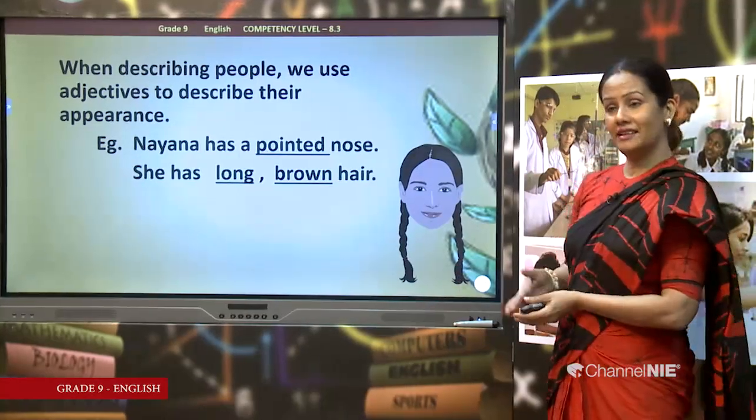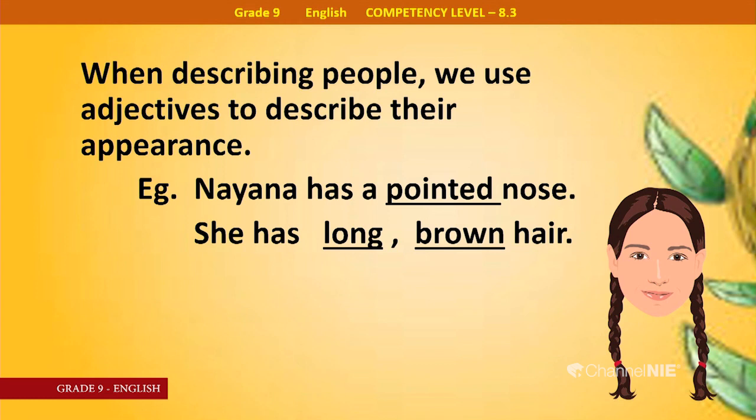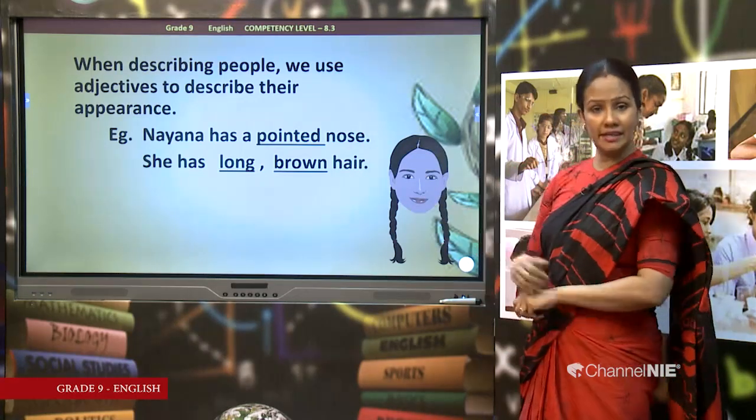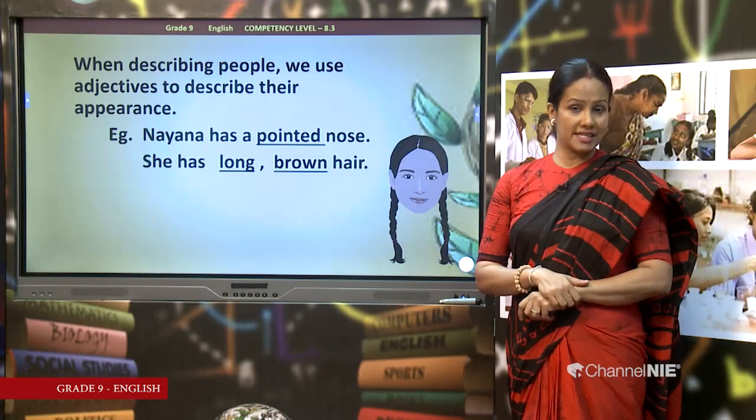Can you see there is a girl in this picture? What can you say about this girl? Actually, this is Nayana. I have written 2 sentences about Nayana. Remember children, when we are describing people, we use adjectives to describe their appearance. What you see with your eyes, you have to describe. For that, you need to use a lot of adjectives. I told you what is an adjective. It describes a noun. Nayana is the noun here, so you are using some adjectives to describe Nayana.